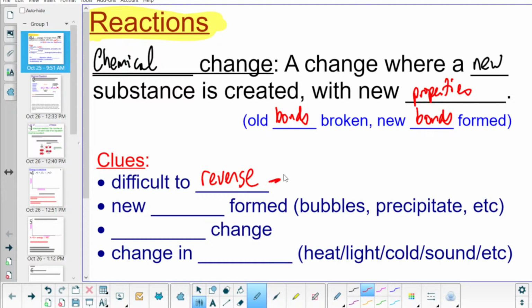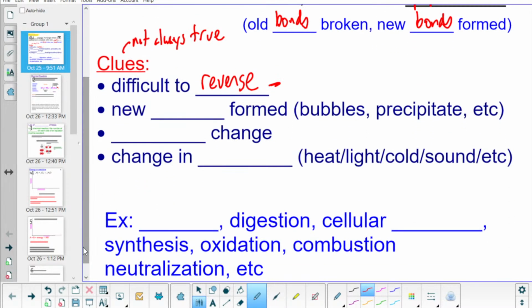But this is a bit of a misnomer. There are some chemical reactions that are incredibly easy to reverse. We're going to do one later on when we do balancing, in which I ignite some balloons. If you take water and put it in a couple of electrodes, you can generate hydrogen and oxygen gas relatively easily. Some reactions go back and forth. All of these are just clues. They are not hard rules. They are not always true. Like most things that have clues, you just add them up and ask how many of these we have. The more that you have, the more likely it is that it's a chemical reaction.